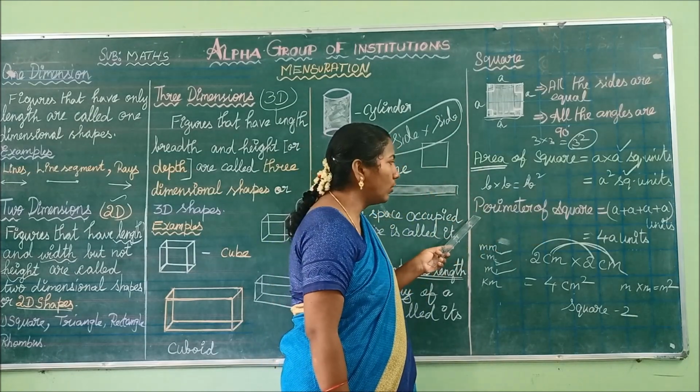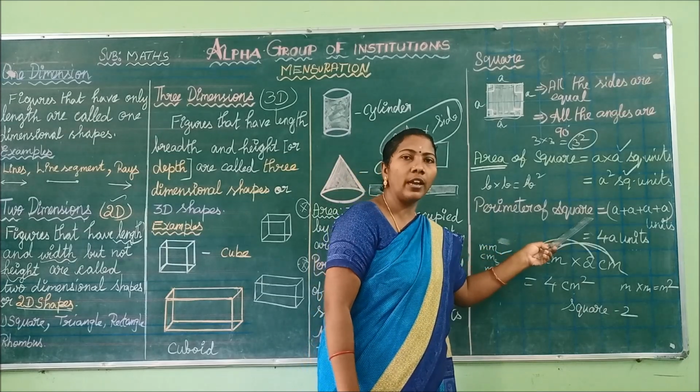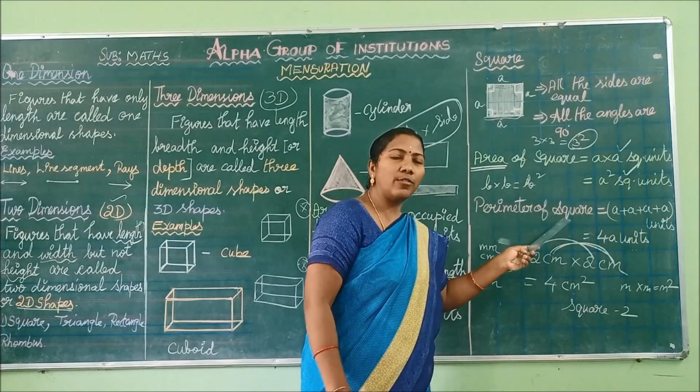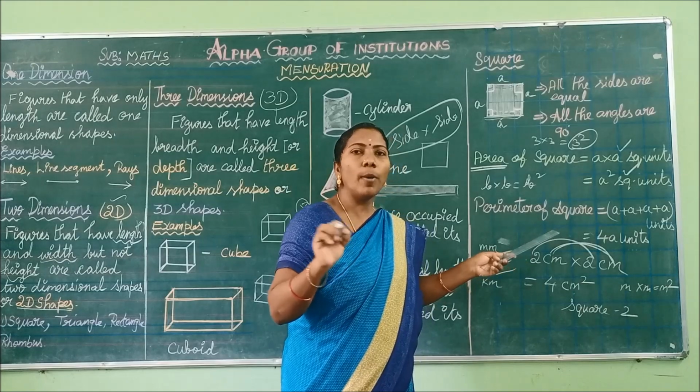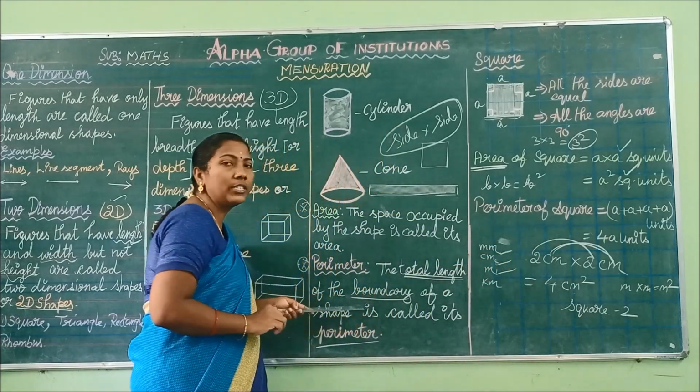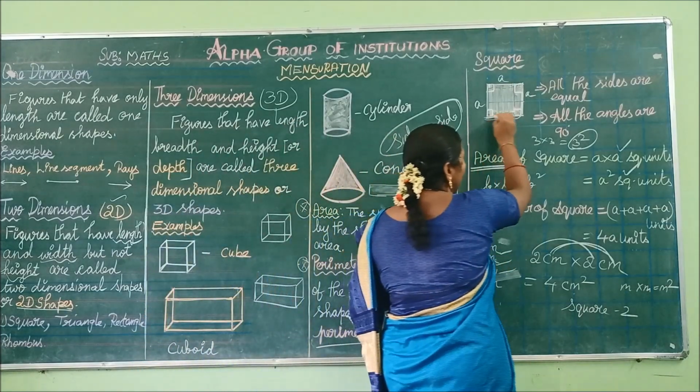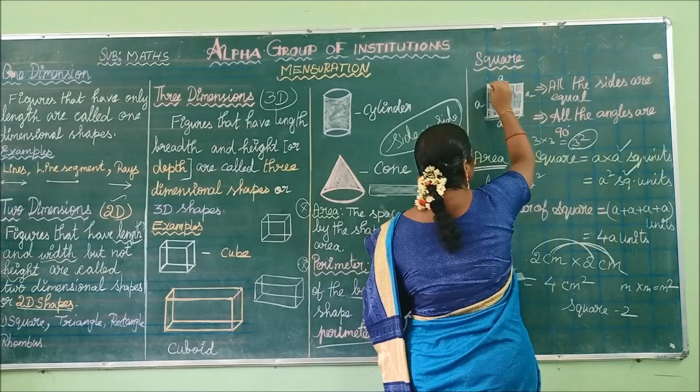Okay. Next we are going to see the perimeter of a square. How do you find the perimeter of a given shape? By adding its boundary, that is, by adding the lengths of its sides. See here, this is one side, this is one side, this is one side, this is one side.